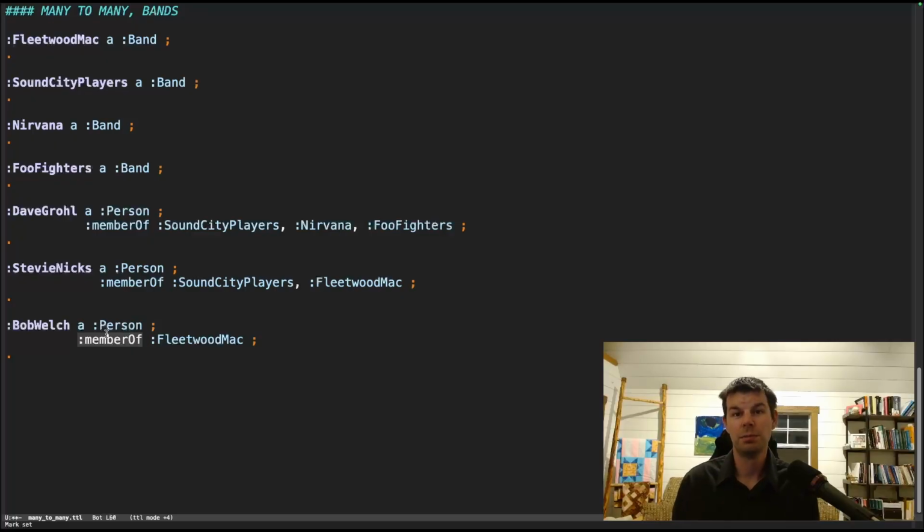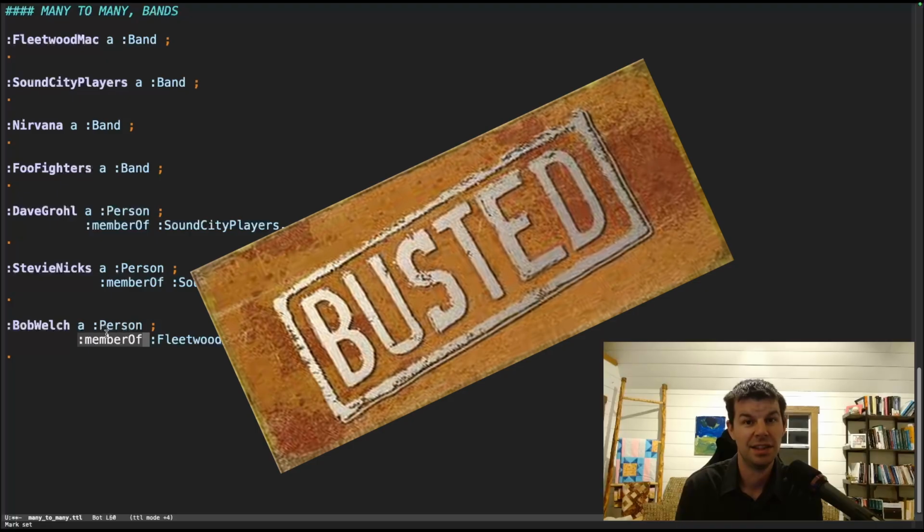It's in Turtle format. It's an OWL RDF graph. Yes, we could flesh out this graph more and provide more semantic content to it, but this is sufficient to show that you can absolutely represent many-to-many relationships in OWL RDF. So I'm going to go ahead and right now declare this myth busted.